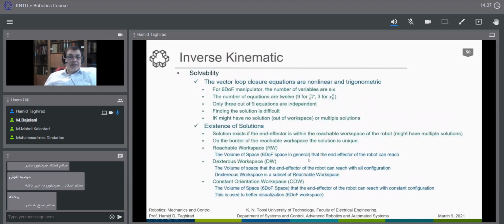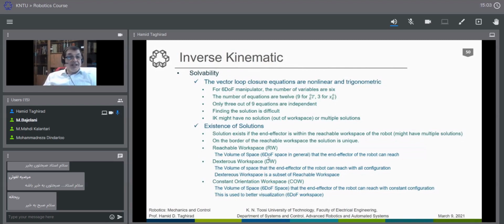We talked about solvability and existence of the solution and workspace. We said that these nonlinear equations might have no solution, or might also have multiple solutions. And these two are somehow related to each other. When this nonlinear equation has no solution, it means that the point x that we are giving is out of reach of the robot workspace.